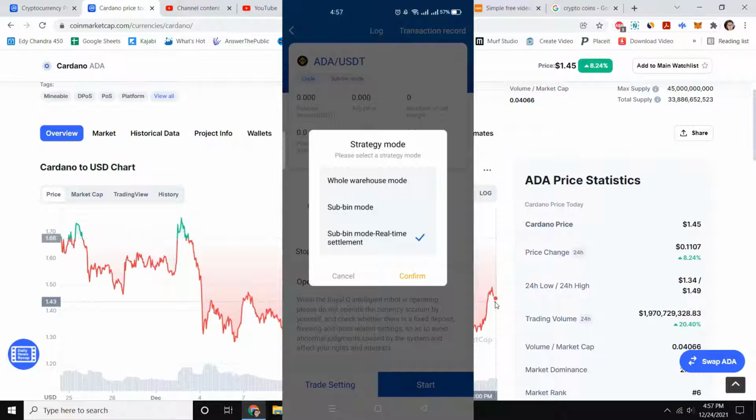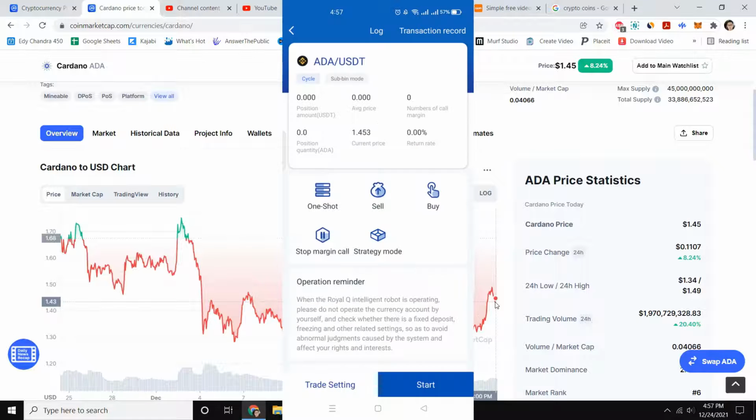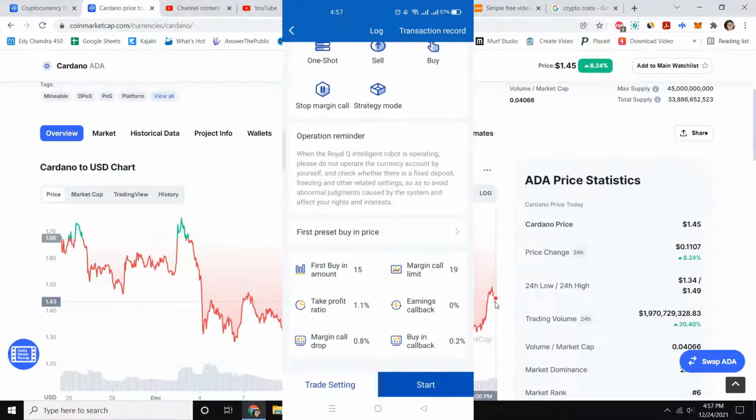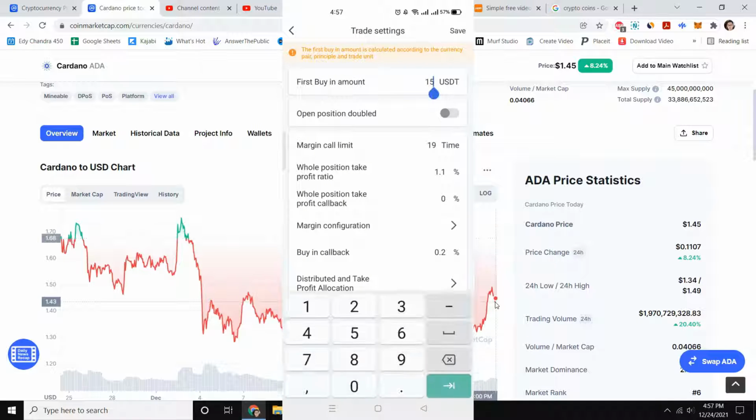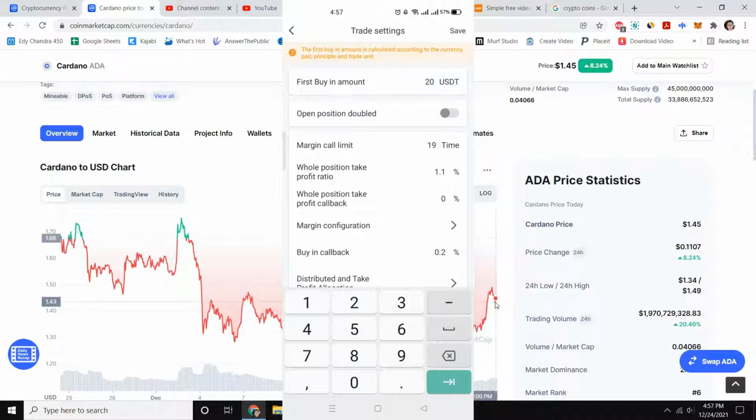And after I changed it, I will change my strategy mode. Okay, this is the next step. You can use whole warehouse, sub-bin mode, or sub-bin mode real time. In this case, I'm gonna use sub-bin mode real time. And then we will go to trade settings. Now the first buying amount, I would put $20. That's going to be my settings.